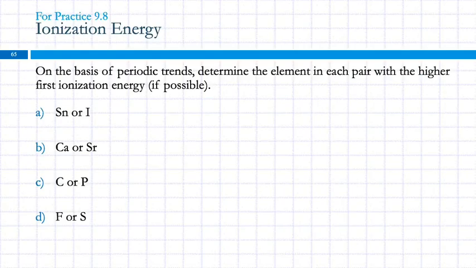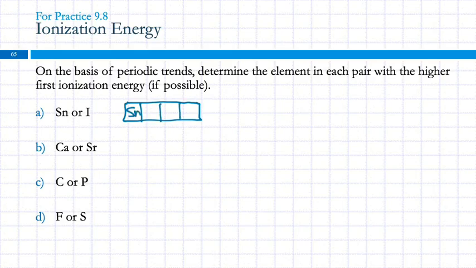On the basis of periodic trends, determine the element in each pair with the higher first ionization energy if possible. And so this is like when we were doing the sizes, right? We've got a trend going across, we've got a trend going down. Sometimes they correspond with each other, sometimes they conflict with each other. So tin or iodine, that's that same pair we did earlier.